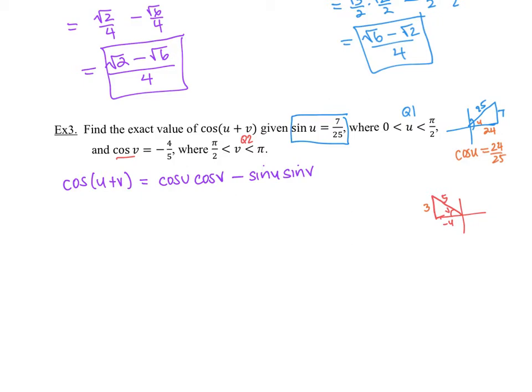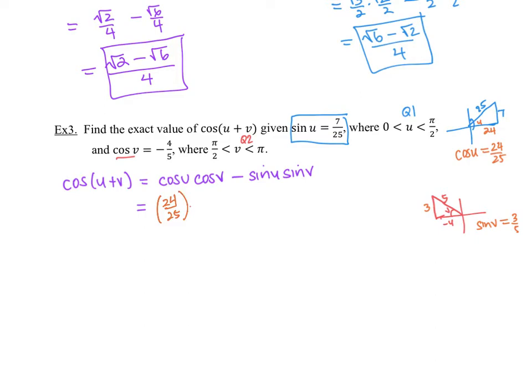So they already told me the cosine of v is negative 4/5. I will need the sine of v, and if I look at this picture, the sine of v will be 3/5. Okay, I did all that work just to get ready to actually solve the problem. Now if I look at the formula, the cosine of u plus v is cosine u times cosine v. So what is the cosine of u? I wrote it down over here. I figured out that the cosine of u is 24 over 25.